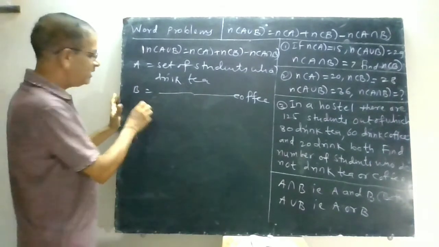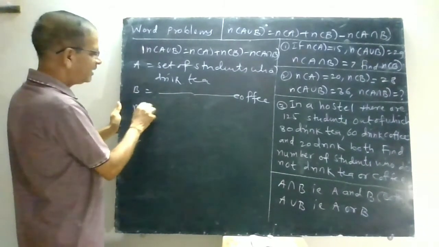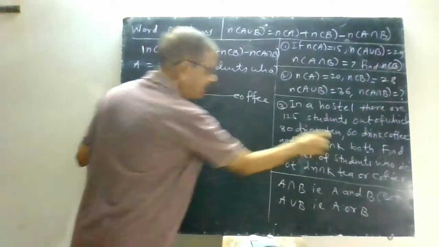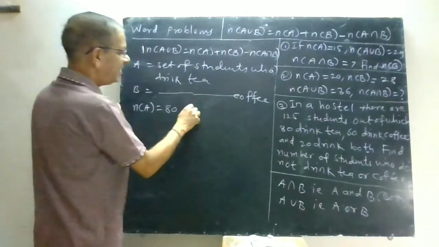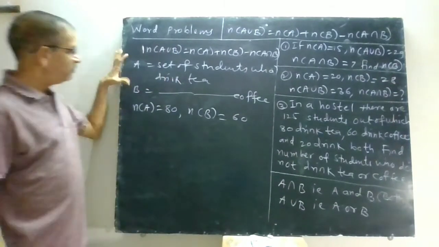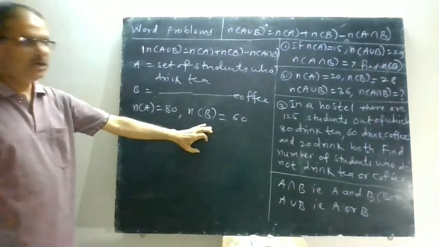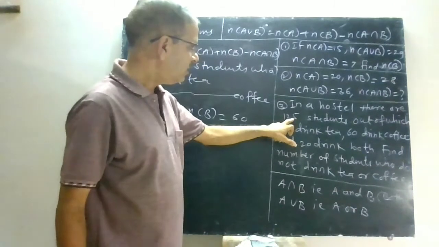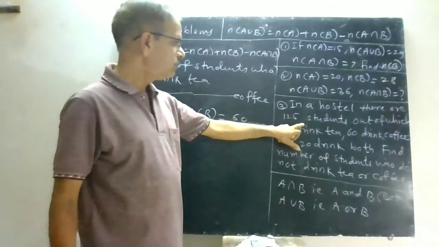Now directly you know that, what is n of A? That is the students who drink tea, that is 80. Then n of B, that is 60, that is given to you. So when you write these statements, you can write down these two. And what is given to you? In the hostel there are 125 students.